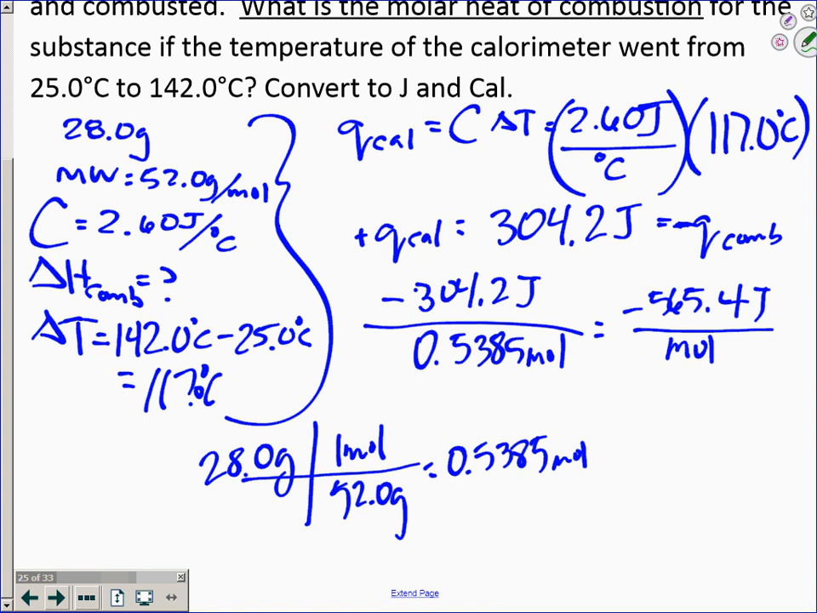Yes? Okay. So I know we need to go back and do sig figs, but what we generally refer to as molar heat of combustion is joules per mole or kilojoules per mole. Because this is a small enough number, I'm not going to convert this to kilojoules because it'd be like 0.5.